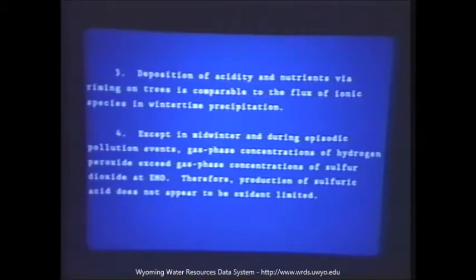And finally, except in midwinter and during episodic pollution events, and we saw a few examples of those, gas phase concentrations of hydrogen peroxide exceed gas phase concentrations of sulfur dioxide at Elk Mountain Observatory. As a result, production of sulfuric acid does not appear to be oxidant limited either in the wintertime and especially not in the summer.